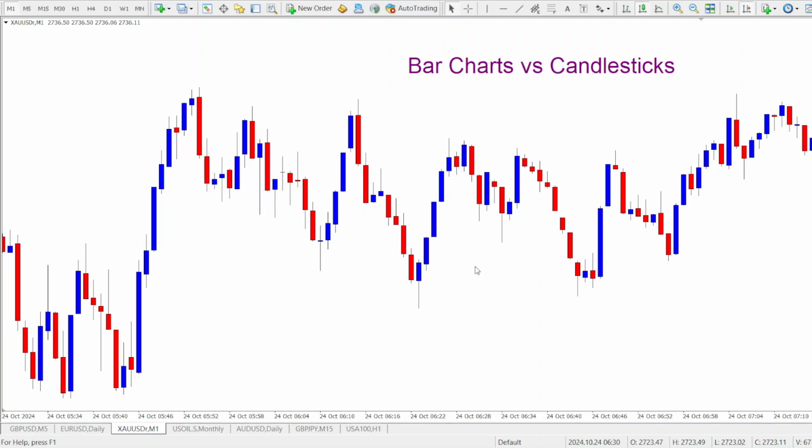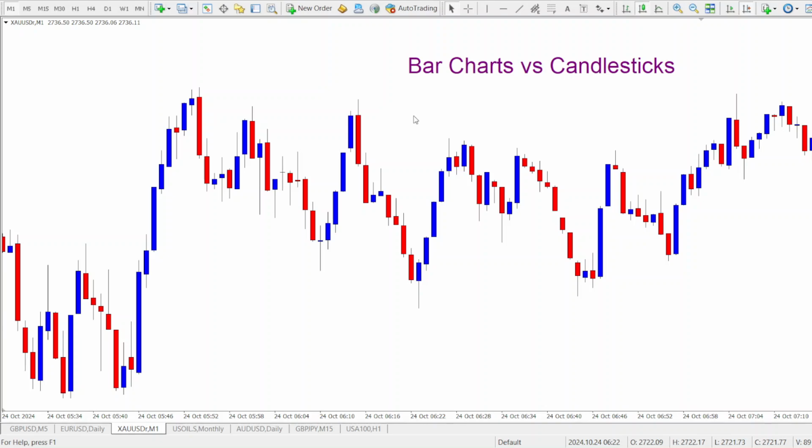For instance, a long green or blue candle, depending on the color code that you are using, shows strong buying pressure. On the other hand, a long red candlestick shows strong selling pressure. Understanding these nuances can give you a significant edge in predicting future price movements.